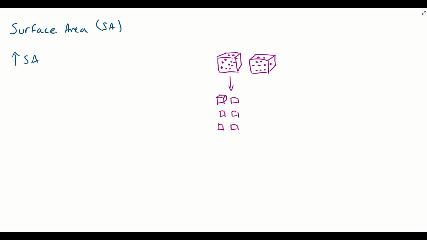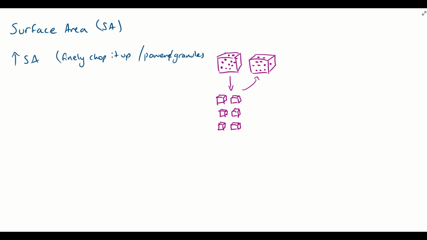Okay, so we chop it up into little cubes. I'm going to draw my cubes out. We now have a lot more particles that are available to react with the other reacting molecule. So if we increase the surface area, in other words, if we finely chop it up, or a lot of the time put it into a powder or granules.